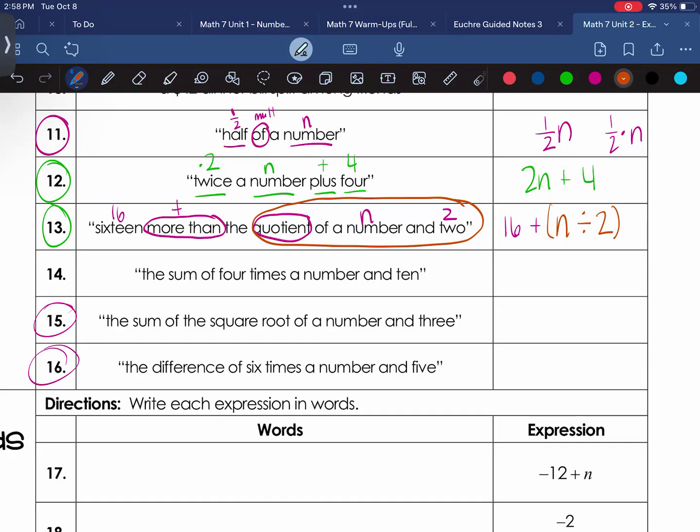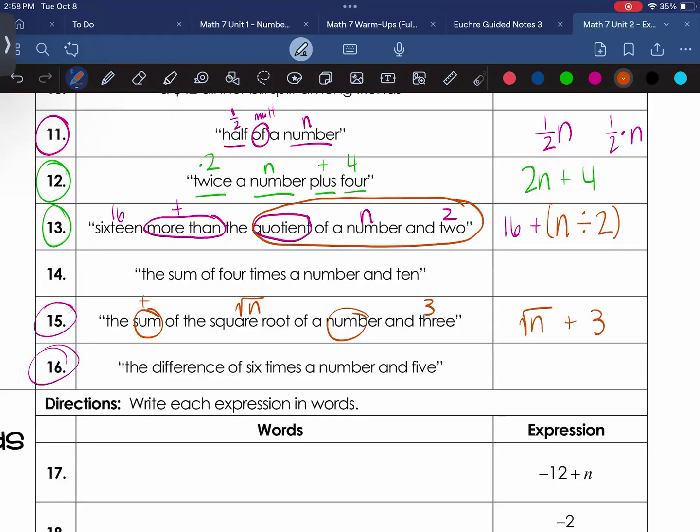All right, number 15. We have the sum, so we're doing addition, of the square root of some number, so we have the square root of n and 3. So I already wrote my square root of a number out that looks like this, right? That's the square root of n that they're talking about. They want to find the sum of that and 3. So the sum means to add them together.